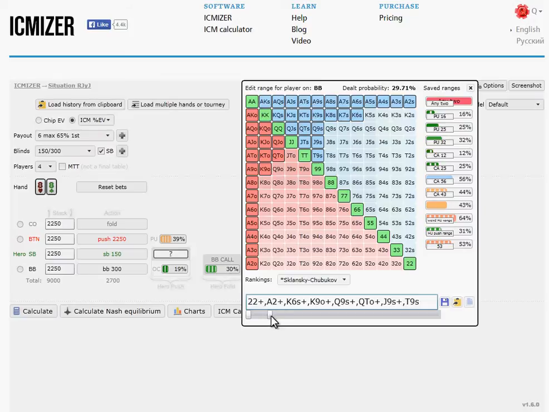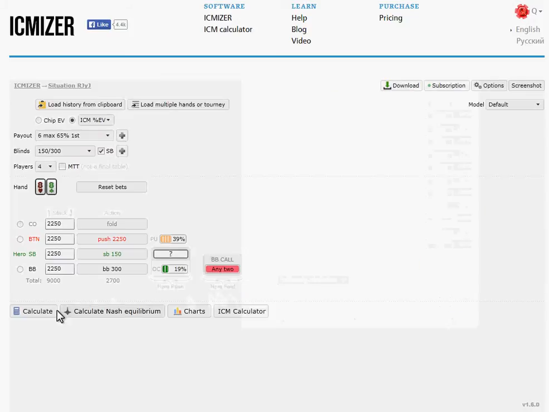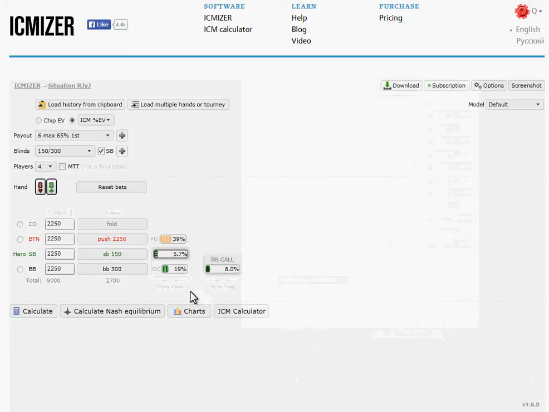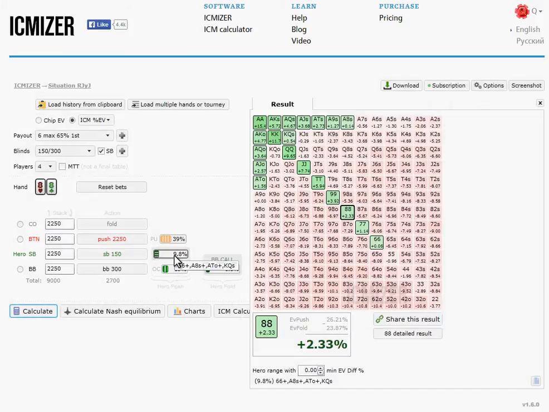And again, if for example the big blind calls very wide, our decision will be different compared to when he doesn't call so wide. You can see that we become tighter because we like it when players collide in tournaments, and not so much in Chip EV based calculations.